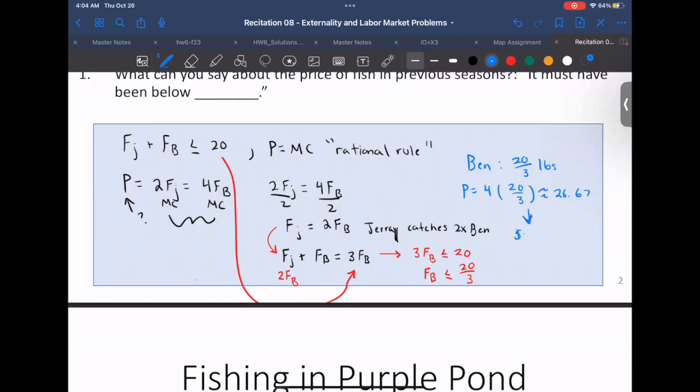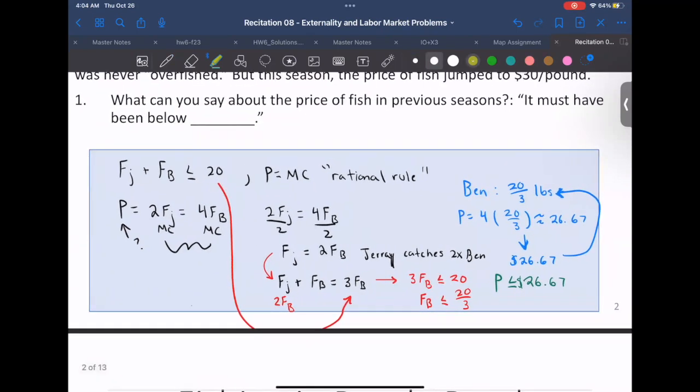And this number is going to be the price that motivated Ben to catch 20 pounds of fish. So that means that the price of the fish must have been less than or equal to $26.67. So let's just go over quickly how we did that, a quick summary.